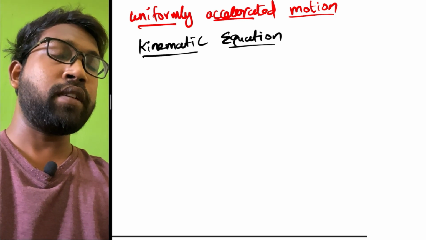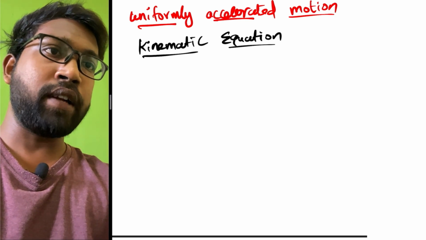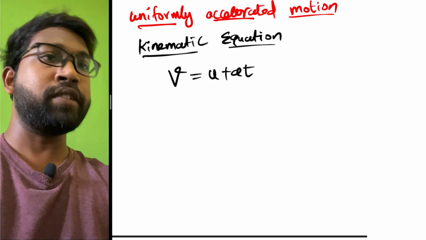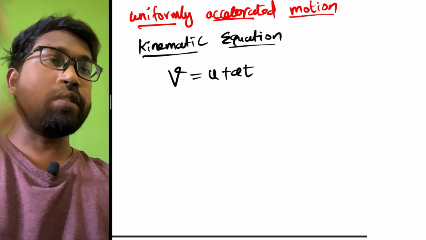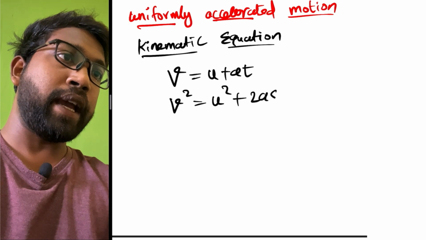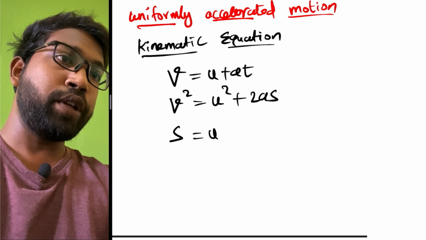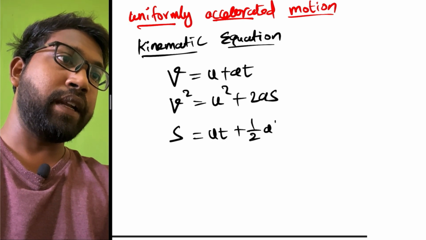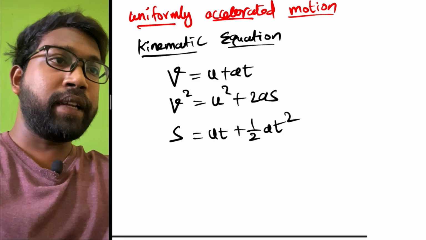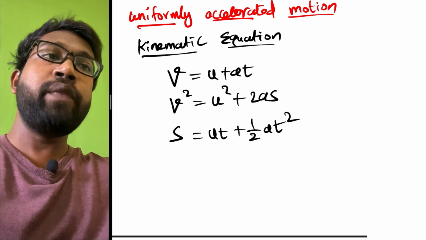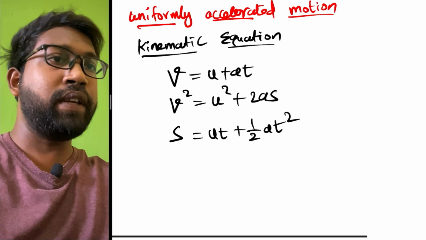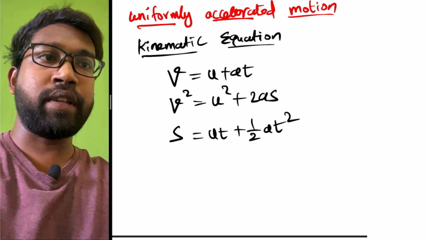The first kinematic equation I use is V equal to U plus AT. Let me introduce the terminologies used in these equations. V square equal to U square plus 2AS, and then S equal to UT plus half AT square. So these are all the kinematic equations for a motion. We can study any kind of motion with these three equations, and easily solve everything with them.